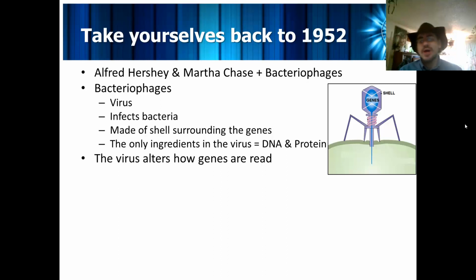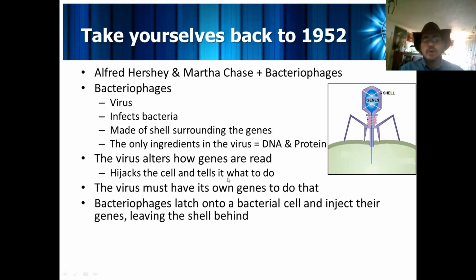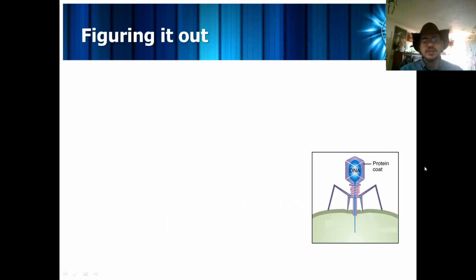Because the virus alters how genes in the bacteria are read. Meaning the virus hijacks the cell and tells it what to do. Meaning the virus has its own genes. The virus must have its own genes that inform the cell what to do. So a bacteriophage latches onto a bacterial cell and injects its genes, leaving the shell behind. So whatever is injected into the bacteria is carrying the genes.